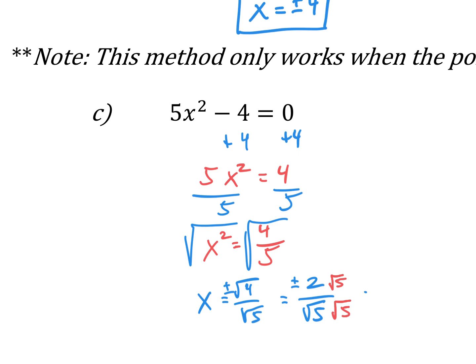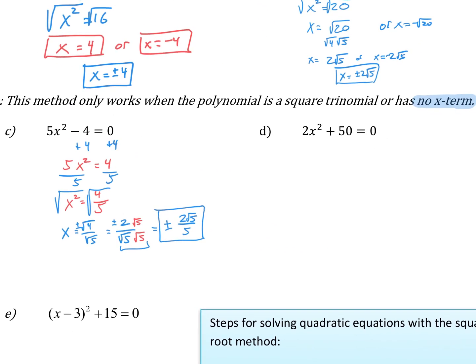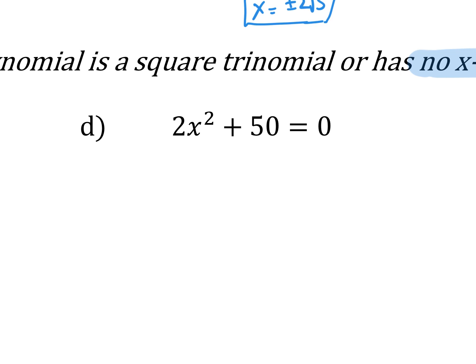And that's going to give us 2 square root of 5 on top and 5 on the bottom, because the square root of 5 times square root of 5 is the square root of 25. All right. That plus minus can be out in front or it can be up top. Either one is fine. So same idea.